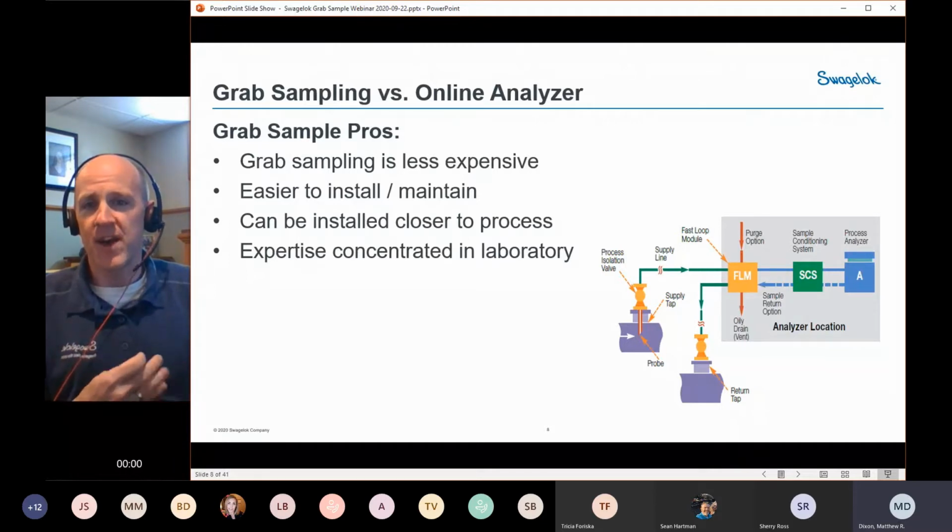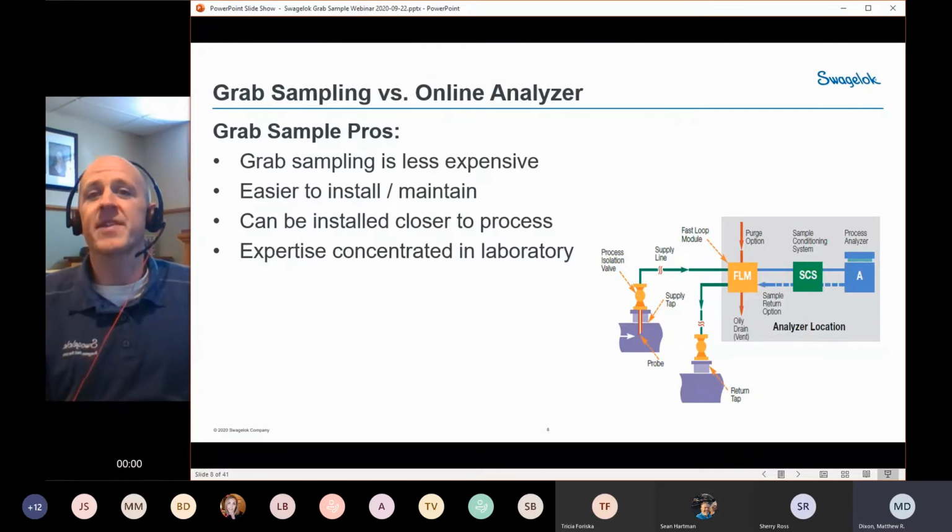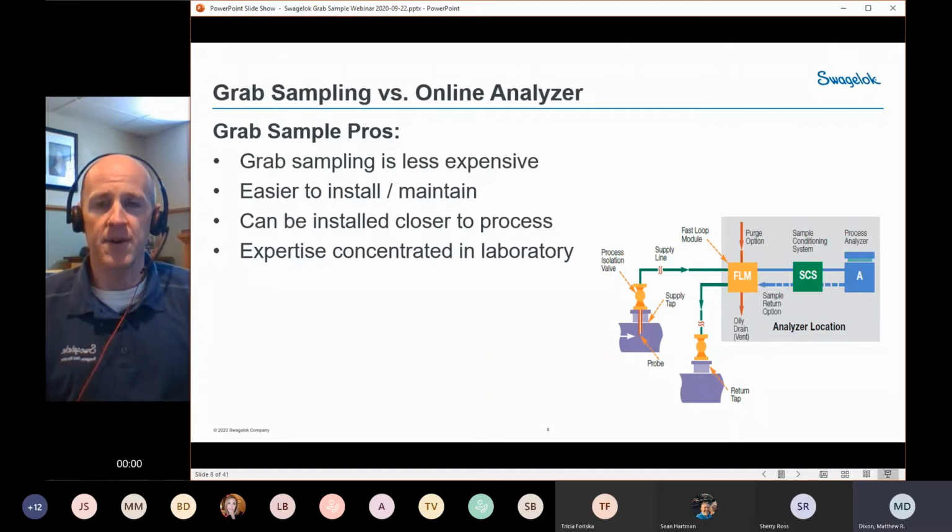And not to mention the fact that you now have to run the tubing from that sample point all the way over to wherever that building happens to be installed. Whereas a grab sample panel is relatively small, just a few feet in dimension. So it really can be sandwiched in most anywhere within your facility. So you can generally put it really close to the process as long as it's a place where the operator can get to it.